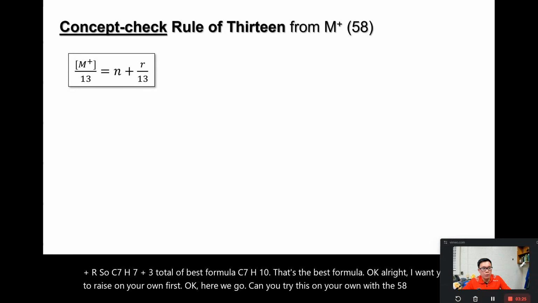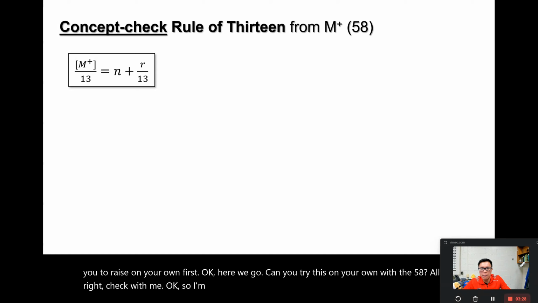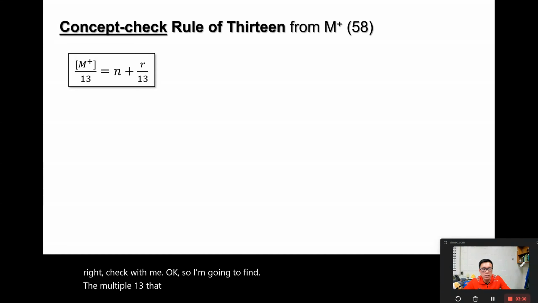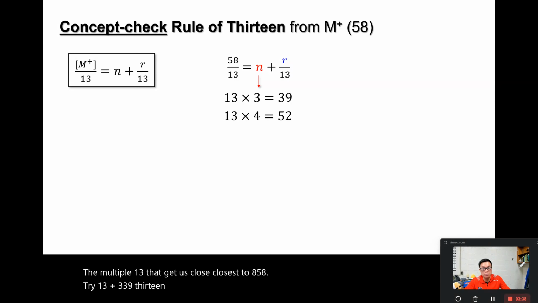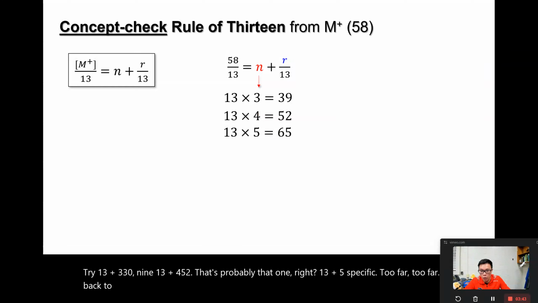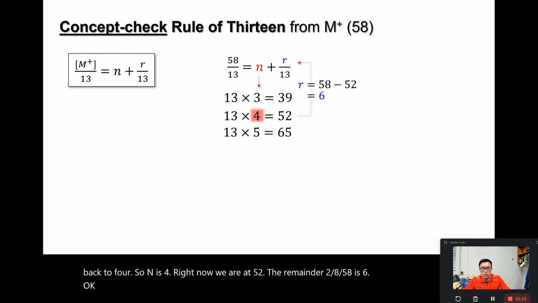All right, check with me. So I'm going to find the multiple of 13 that gets us closest to 58. Here's how we do it. Try 13 times 3, 39. 13 times 4, 52. That's probably that one, right? 13 times 5, 66, too far. Go back to 4, so n is 4. Right now we are at 52. The remainder to 58 is 6. So that's R equals 6. CnHn plus R is going to be C4H4 plus 6, so C4H10. That's your base formula.